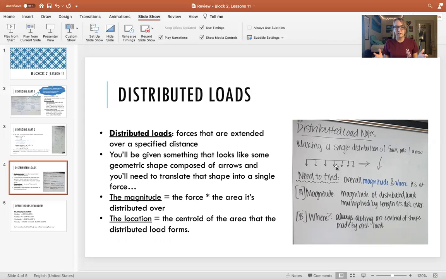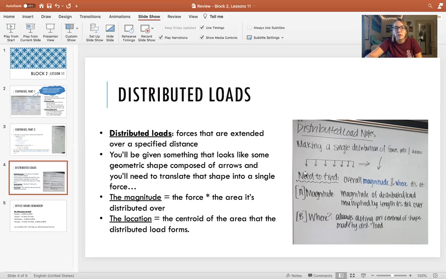But in terms of calculations and in terms of establishing the reaction forces at supports and stuff like that, you're going to need to approximate it as one force at one location, right? So essentially the lesson for distributed loads is the translation of something like this into one singular force. And to do that, you need to define the magnitude and the location of the force across that, right? So the magnitude is fairly easy. It's just the magnitude of the distributed load times the area that it's acting over.